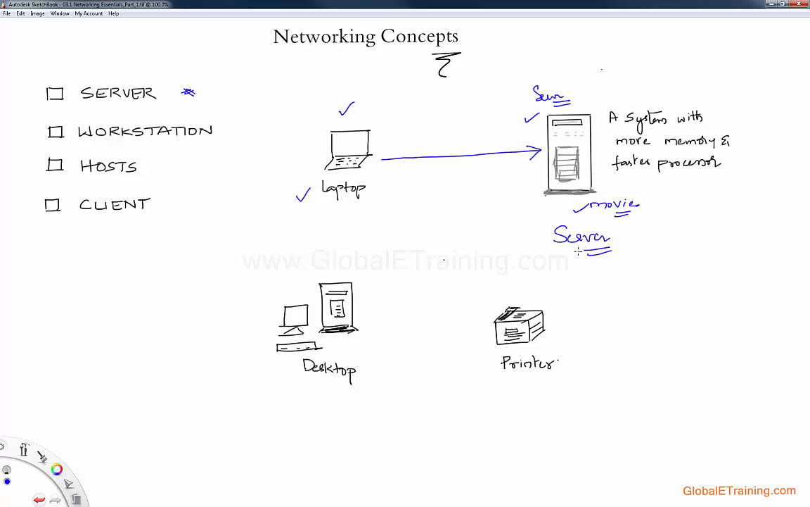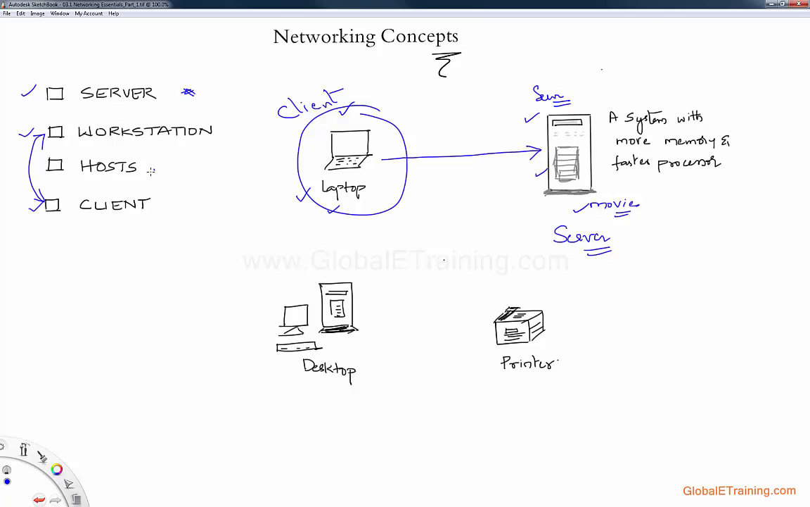So if this is a server, then what is this? This machine you can call a client. The client is accessing something from the server. So that takes care of these two terms. Now workstation is another name for a client. Just the same name. I mean to say they are synonyms.